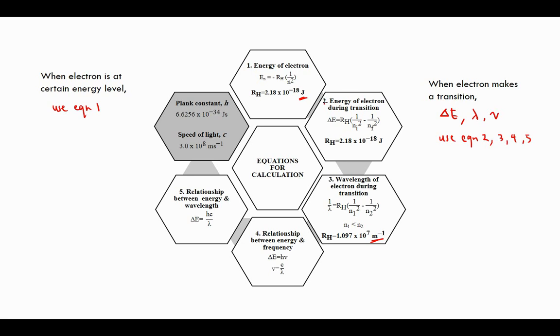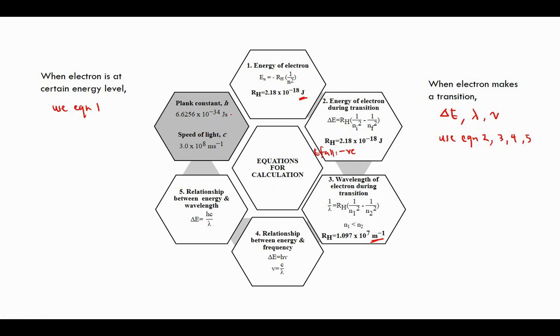Tapi untuk equation 2, kita ada initial and final kat sini. So, awak kena identify lah sama ada elektron jatuh ataupun lompat. So, when electron fall, the value of delta E will be negative. Okay, tapi bila elektron jump, so kat situ delta E dia akan jadi positif lah.